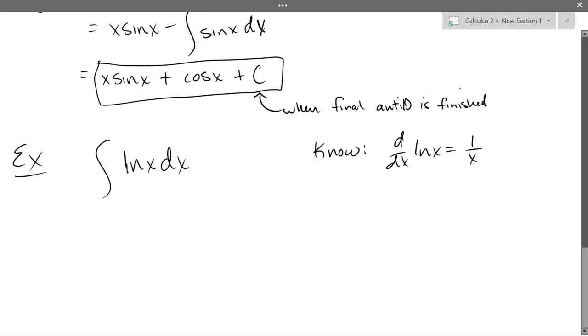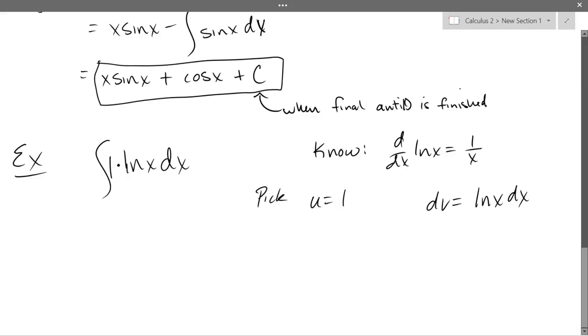Obviously we're doing integration by parts, so I need to pick a u and pick a dv. It looks like there's only one choice, which is correct, but the other thing that's invisible, you can think of there's a times one right there. So one of them is just going to be the number one, and the other one is going to be ln x. All right, so let's let u equal 1, dv equals ln x dx.